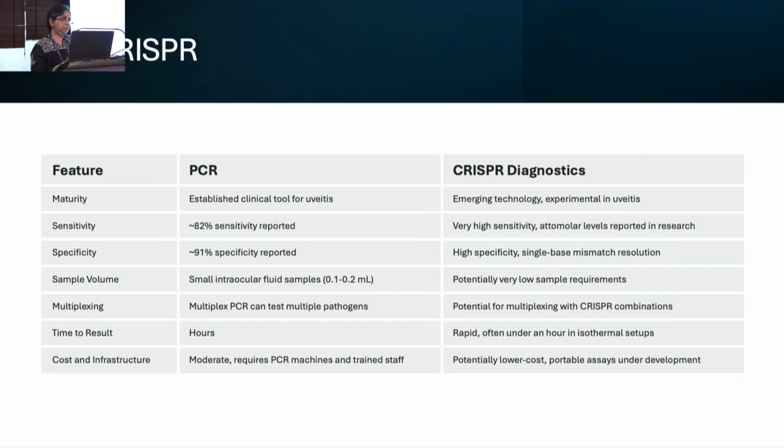Now, how is it better than the PCR? It's far more sensitive, far more specific, and its turnaround time is something like 1 to 2 hours. Also, unlike the PCR, which needs a very sophisticated lab setup, this one in future might be able to give you bedside diagnosis, within a couple of hours at a lower cost. So this has already been tested out in fungal endophthalmitis and in fungal keratitis.